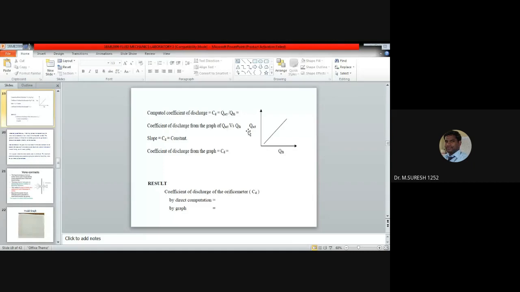You have to find out the slope. You know how to draw a graph. Yes, in the first two experiments, now you are familiar with how to draw a graph, how to find the slope, and how to find the computed results and graph results. Yes or no? Can anyone respond? Yes? Yes or no? Any doubts? No doubts? No, sir. Yeah.